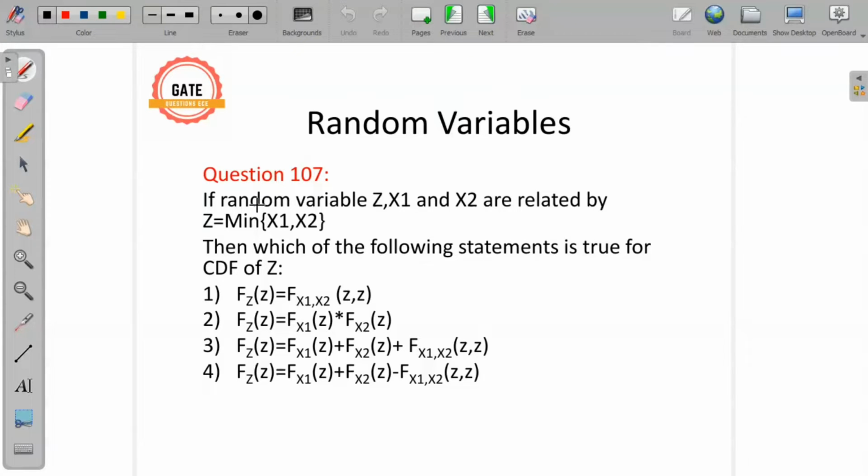We have done a similar question, number 106, in which he has asked about the relation for Z is equal to maximum among X1 and X2. So, proceeding on similar lines to question number 106, we will see what the solution of this problem is. So, let's see the solution.